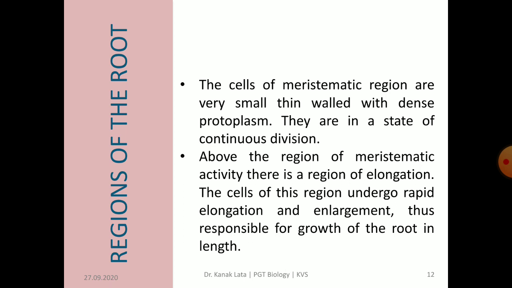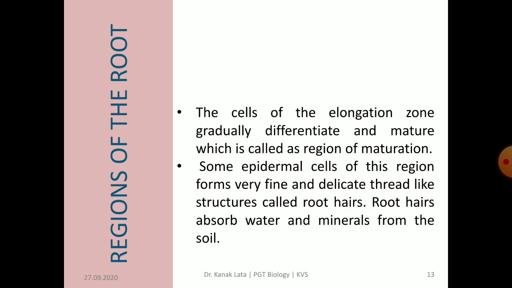Above the meristematic region, there is a zone of elongation or region of elongation. In this region, the cells undergo rapid elongation and enlargement and are responsible for the length of the root. Further, the zone of elongation differentiates and matures, and it is called the region of maturation or zone of maturation.